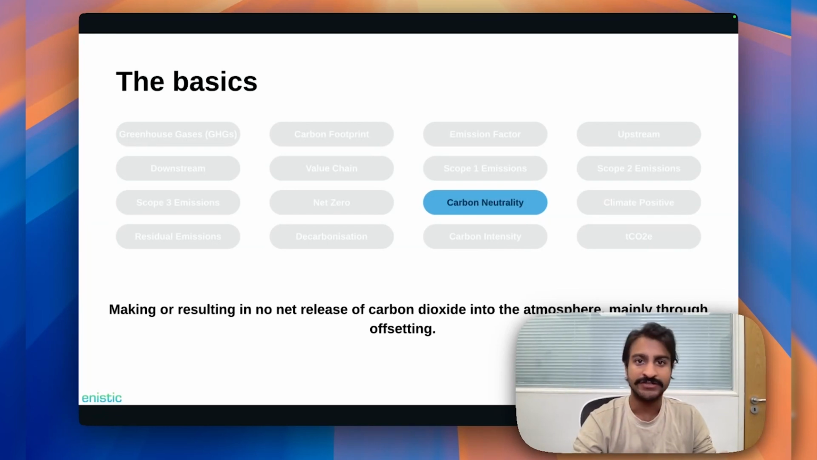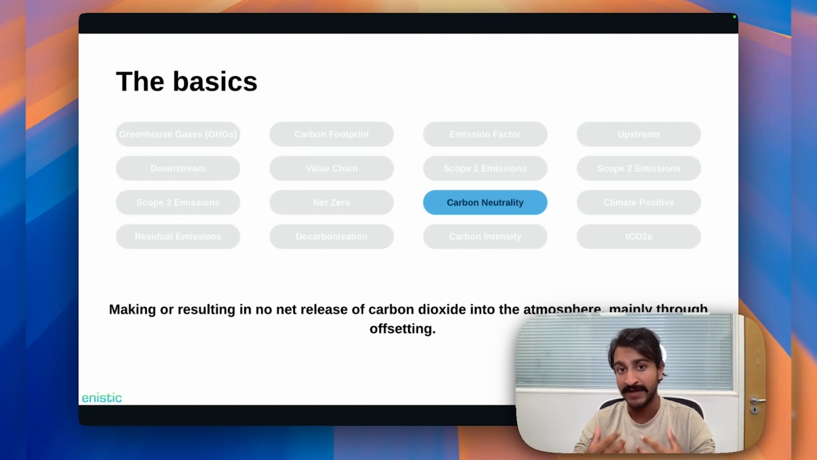Carbon neutrality is another term floating around, making or resulting in no net release of carbon dioxide into the atmosphere, mainly through offsetting. The difference between carbon neutrality and net zero is that net zero focuses on all greenhouse gases, whereas carbon neutrality just looks at carbon dioxide. Another difference is that net zero aims at reducing usage before offsetting, whereas carbon neutrality uses offsetting as a main mechanism. Therefore, net zero is the gold standard.